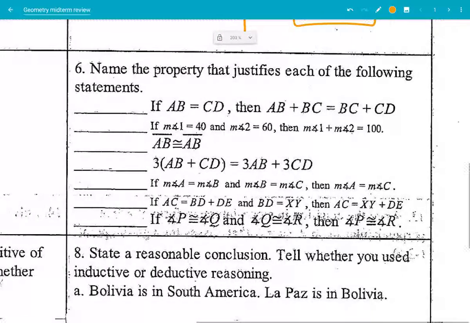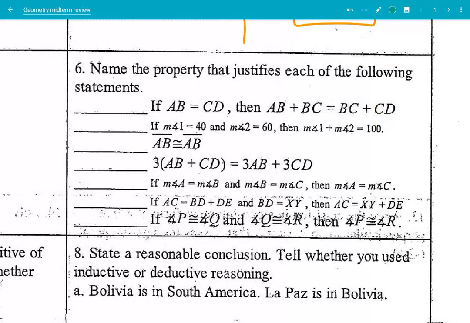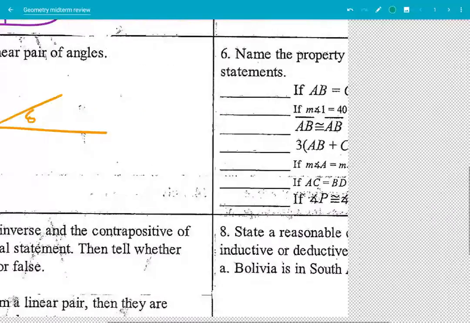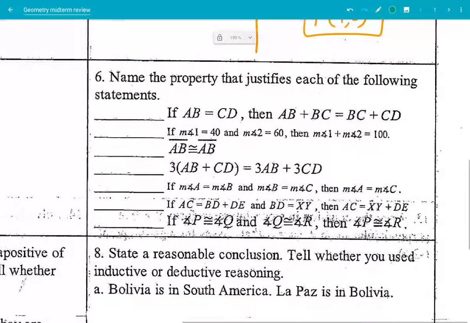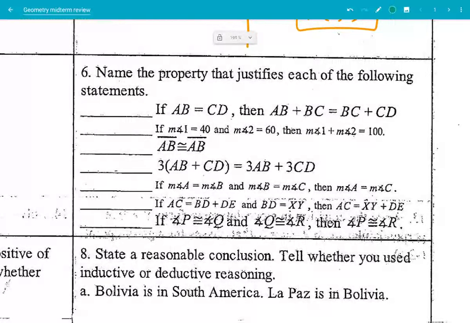6. Name the property that justifies each of the following statements. I kind of feel bad for the last question. I just kind of dropped it and let it sit there in its misery. All right, name the property that justifies each of the following statements.